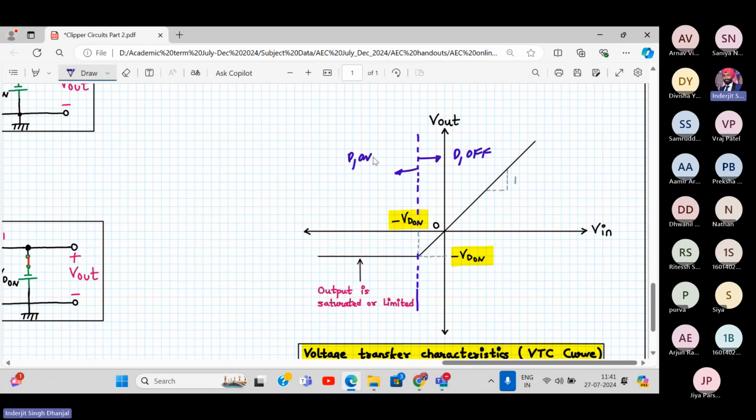Whenever the diode is on, my output stays at minus VD on. And whenever the diode is off, my output follows the input with the slope of minus 1. So it's a straight line passing through the origin, for the positive half cycle and a small portion of the negative half cycle.